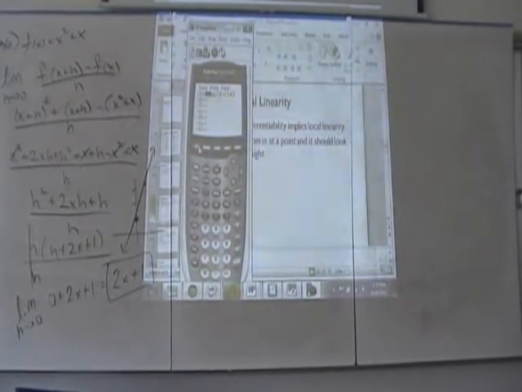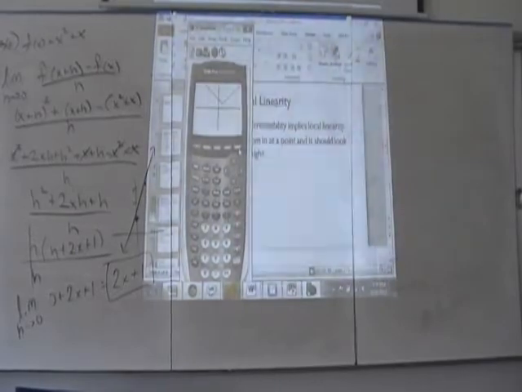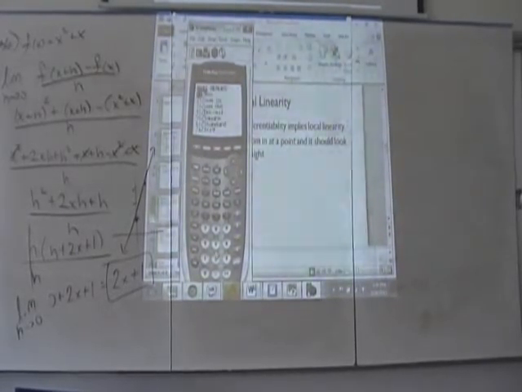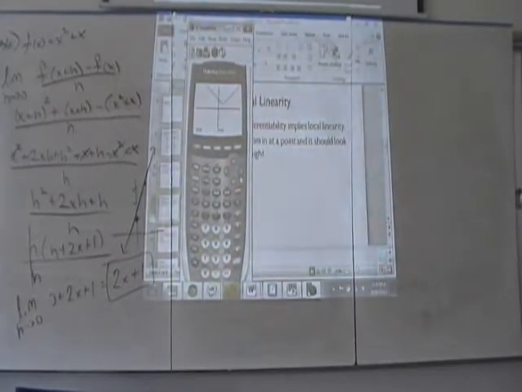So for the absolute value, you hit math, go over to numbers, and then absolute value. X minus 2, close parentheses, plus 2. And hit graph. So you should get that? Okay. So let's zoom in, and let's go over to 2, 2.